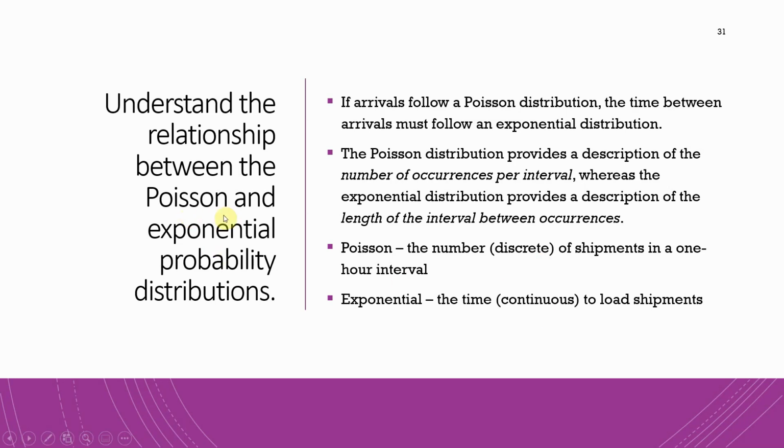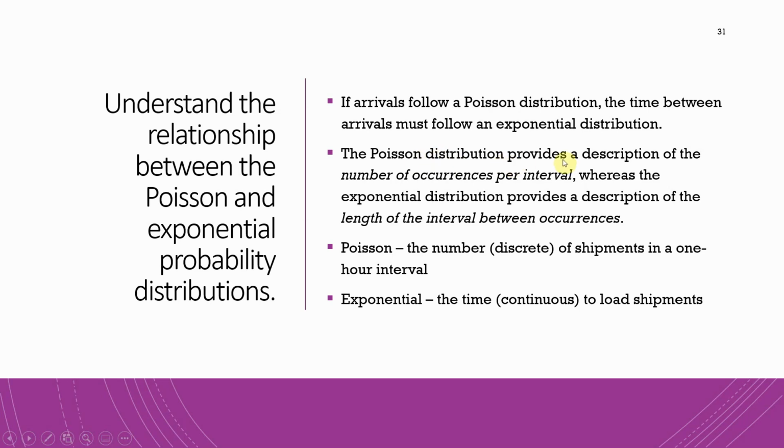That should be a big indicator as to which distribution you should use. Typically Poisson is the number of something, because it has to be discrete, whereas exponential deals with continuous variables, so usually that's time or distance. If the number of arrivals, think about the number of customers arriving, is a discrete variable that follows a Poisson distribution, then the time between the arrivals must follow an exponential distribution, because time is a continuous random variable. So again, exponential is continuous, Poisson is discrete.